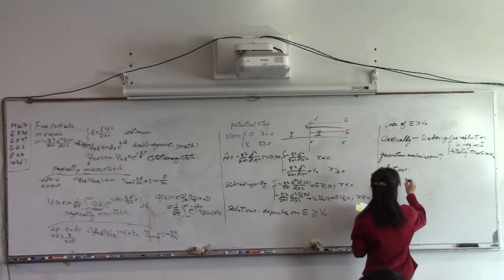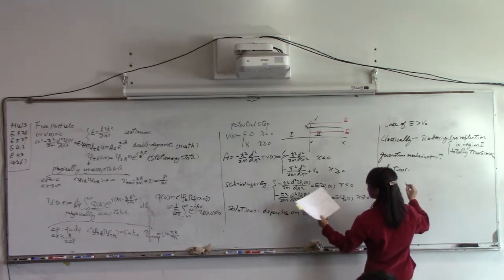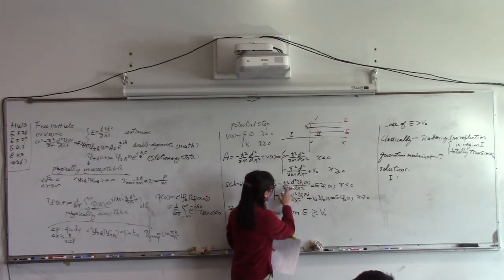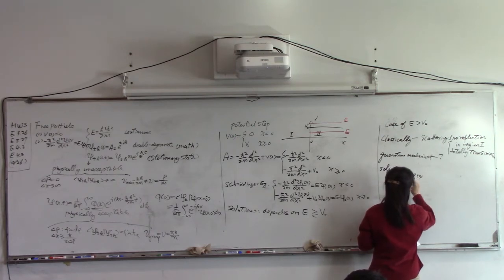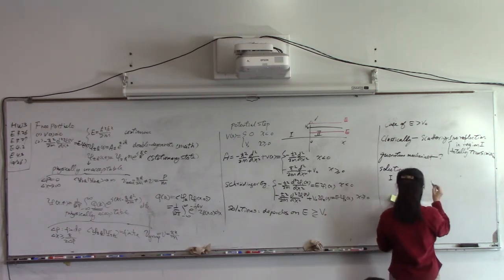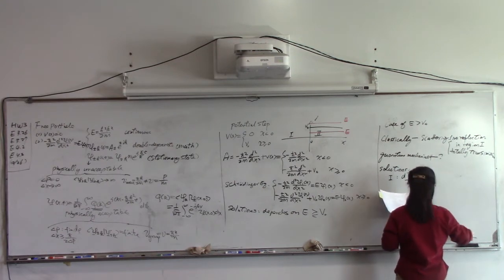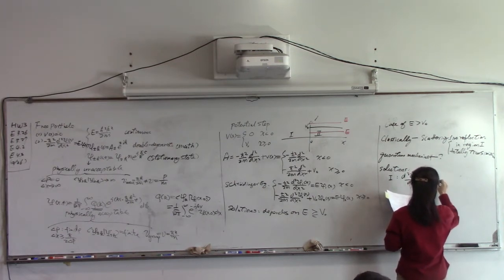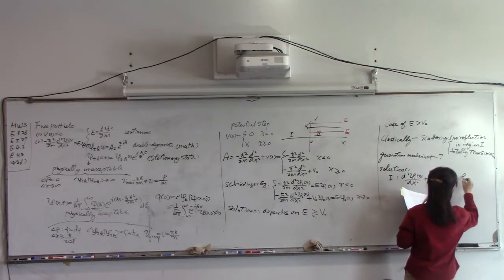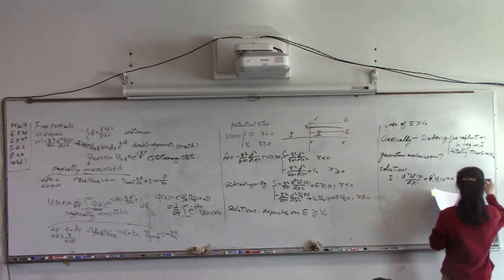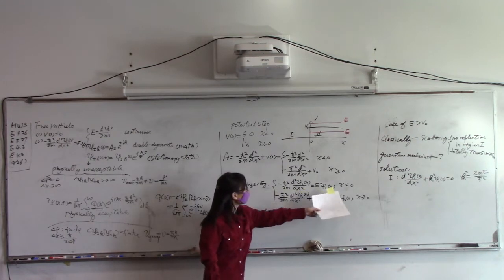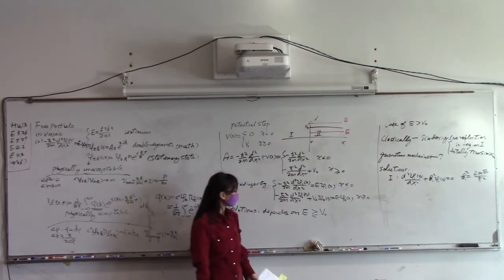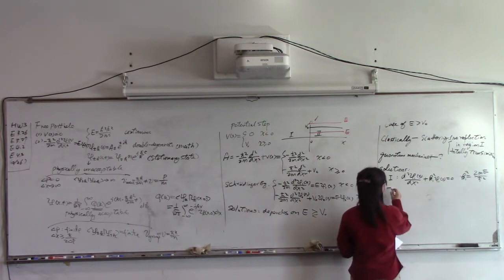The solution in region 1: we can divide by these numbers on both sides, and write this down mathematically. The second derivative plus k1 squared times psi 1 of x equals 0, where k1 squared we define as 2mE over h bar squared. I just divided this term and moved that term to the left-hand side. Okay, region 2.